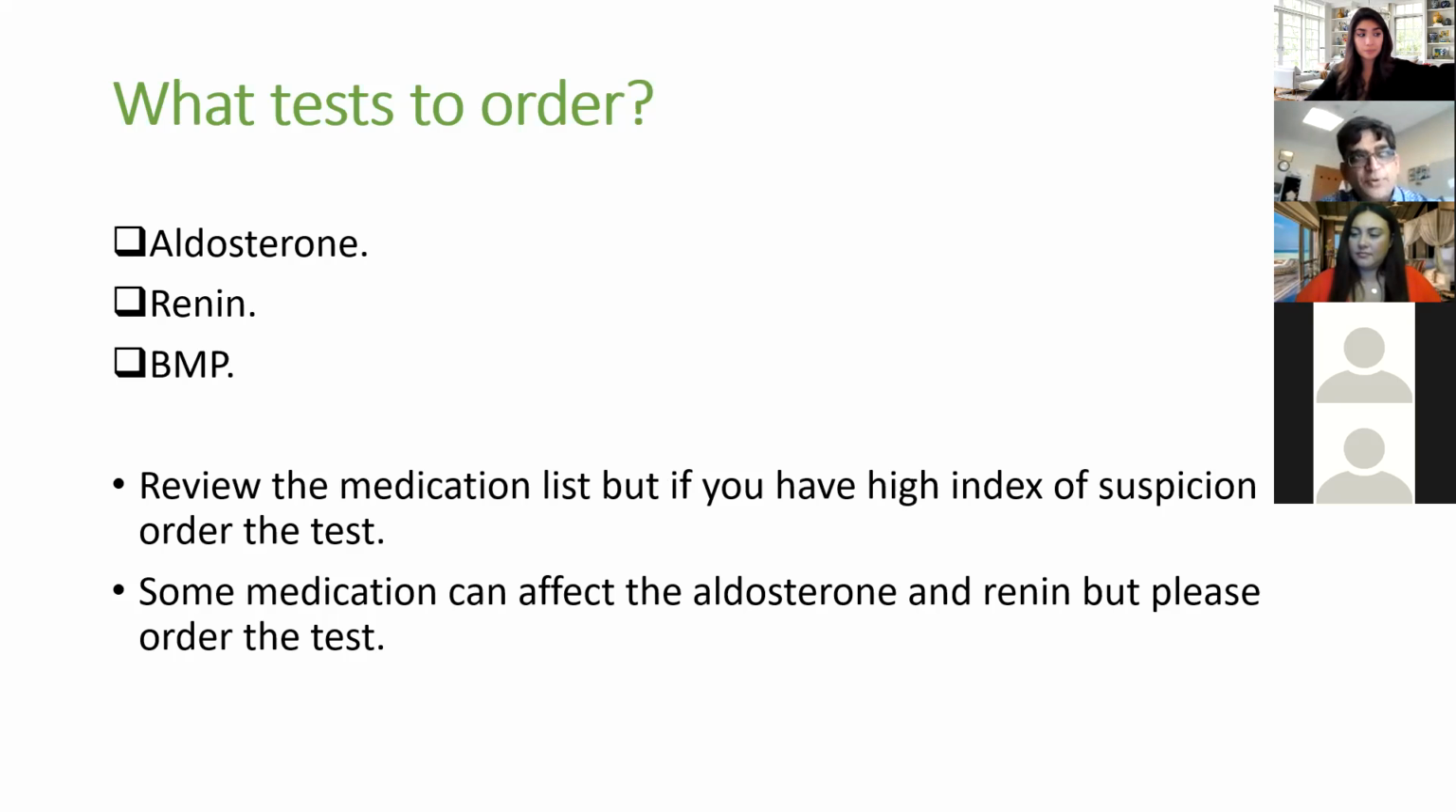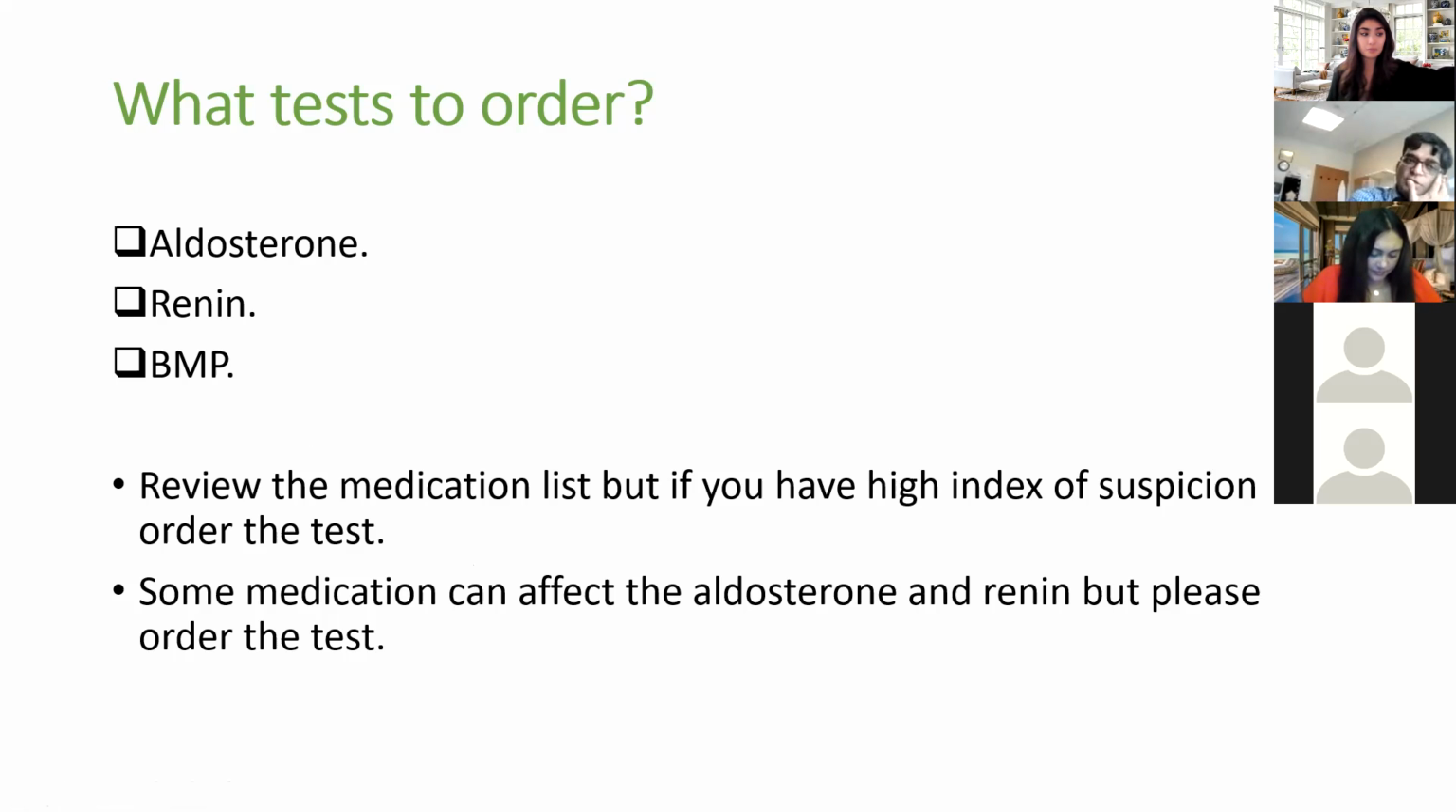So if you're seeing a patient in the clinic at 11 in the morning or 10:30, and you are concerned about their low potassium, or hypertension at a young age, or hypertension that is difficult to control, it's a good idea to check their potassium and order the aldosterone and a renin level. We should look at the list of medications that they're on. But I will recommend that if you have a high index of suspicion, if there is significant hypertension, please check these levels and don't worry about the blood pressure medications.